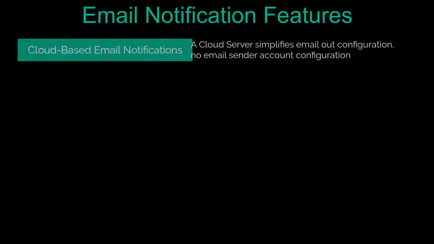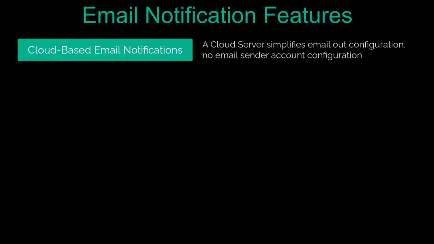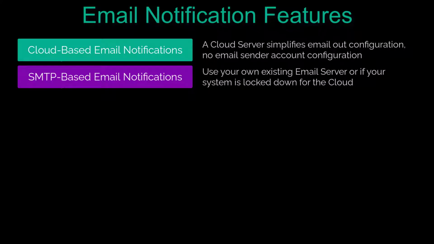Features: cloud-based email notifications. Using a cloud server greatly simplifies the email out configuration. There is no email sender account to configure. Works on any system configured for standard secure internet access over port 8080. SMTP-based email notifications. Use your own email server if it already exists, or if your system is too locked down for the cloud server to be contacted.